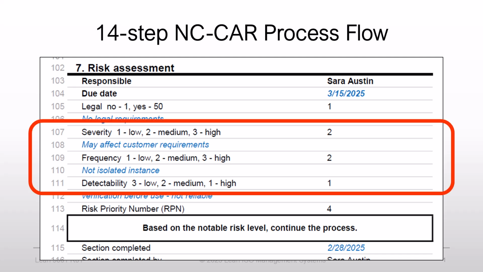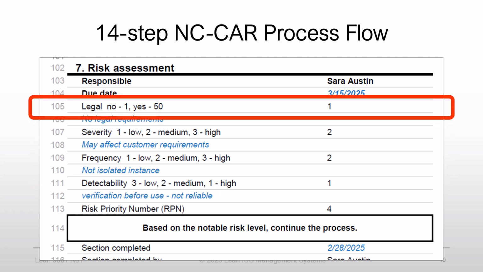Many NCR systems, if at all, use a typical three-factor risk analysis model: severity, probability, and detection. In addition to the traditional three, our process includes a regulatory compliance component. If the nonconformity was a reportable event, a legal factor of 50 sends the risk priority number, or RPN, through the roof, indicating a high-risk event regardless of other factors.